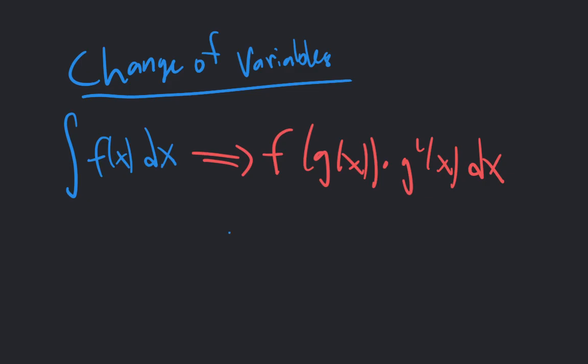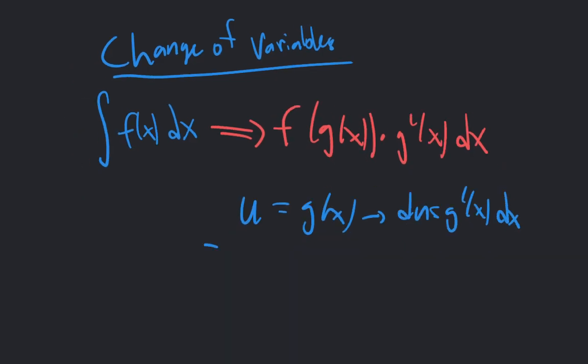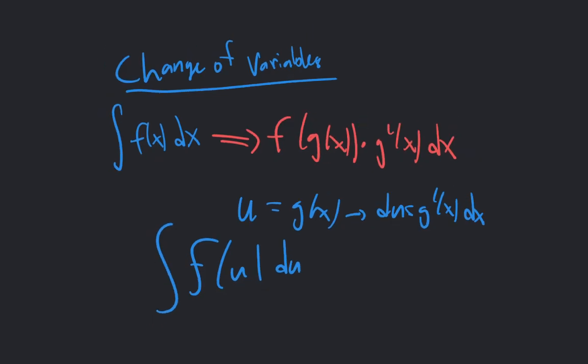Usually it'll be something like u is equal to g of x, so that du is equal to g prime of x dx. When we rewrite the integral, it just becomes the integral of f of u du.